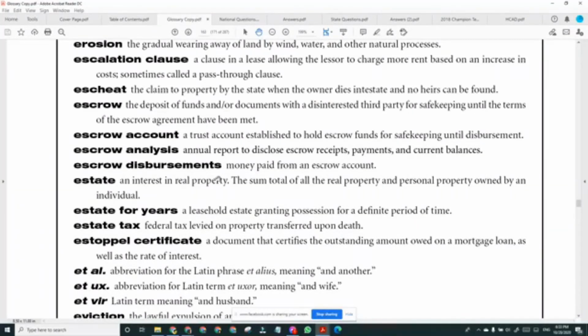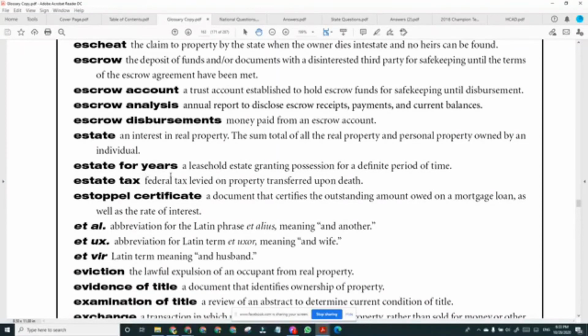Estate, an interest in real property, okay? That's all estate is, an interest in real property. And real property is land. The sum total of real property and personal property owned by an individual, okay? So that's what is included in a statement. Real property, okay, is the land and improvements. However, the estate can include the sum of any real property or personal property.